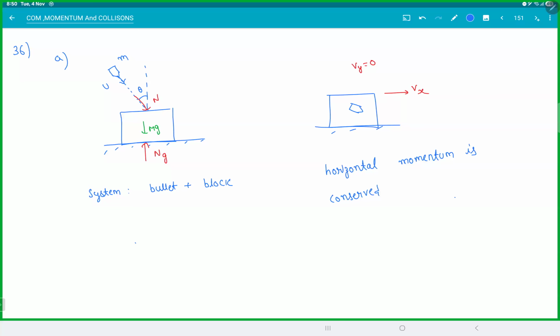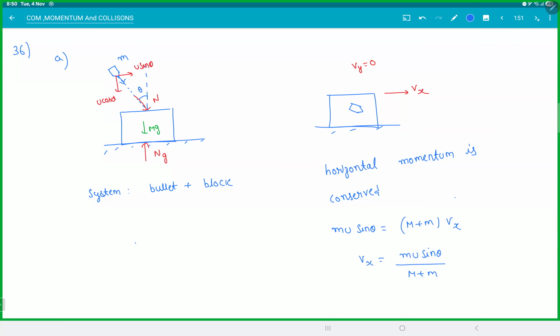So what is the horizontal momentum? So you can divide this component to velocities. This will be u sine theta. This will be u cos theta. So m u sine theta is equal to (m plus m) vx. There, you got it. vx is m u sine theta by (m plus m).